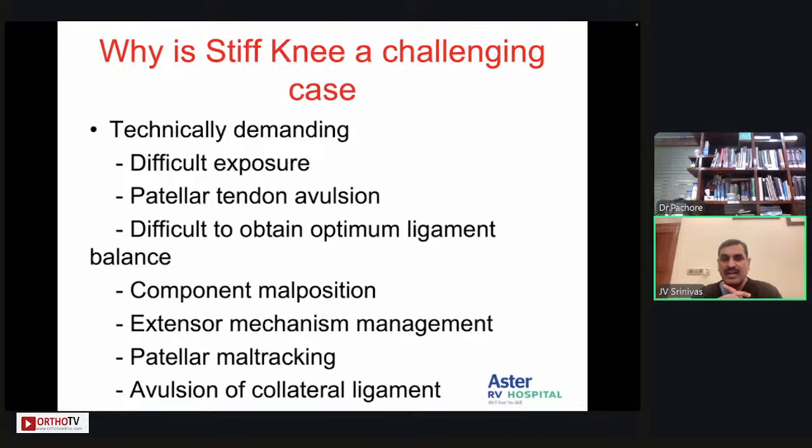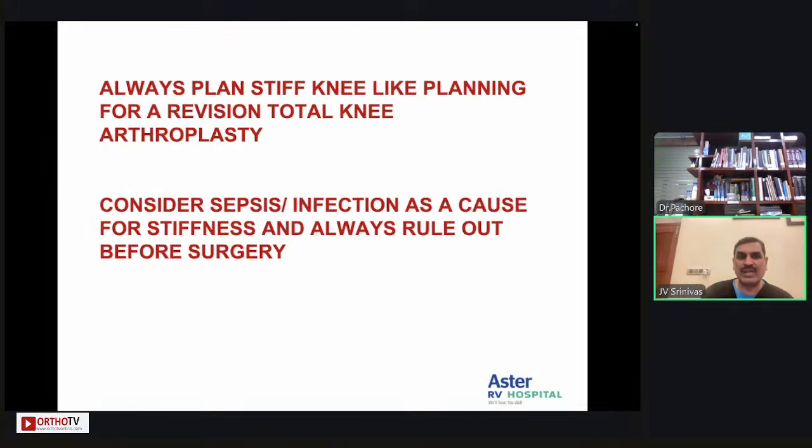Component positioning, again, how much is your femoral flexion, extension, rotation, sizing of the femoral component, and the management of the patella tracking is a challenge. Or when you're doing too much mobilizing the soft tissue, avulsion of the collateral ligament is again a known complication.